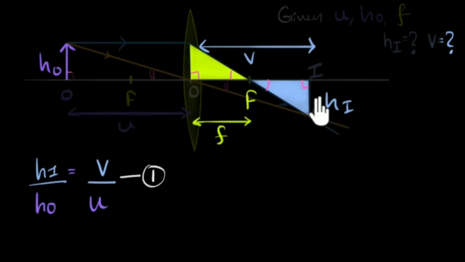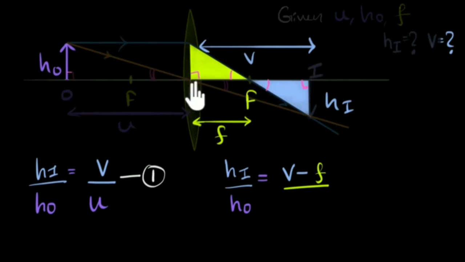All right, let's do that. If you take hi divided by this height, which is the same as ho, so hi divided by ho, it has to be the same as this length. Well, what is this length equal to? Can you see that this total length is v, and this is f. So this is v minus f, divided by this length, which is the same as f. And that is equation number 2.